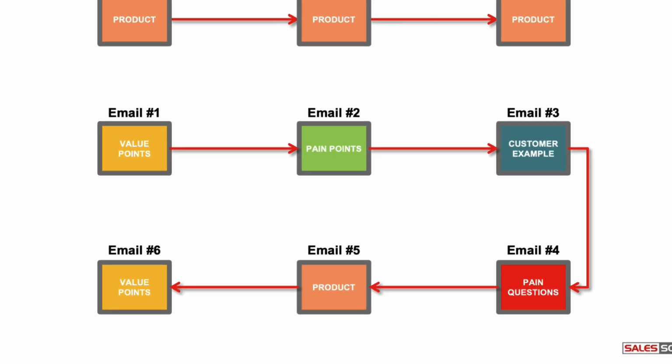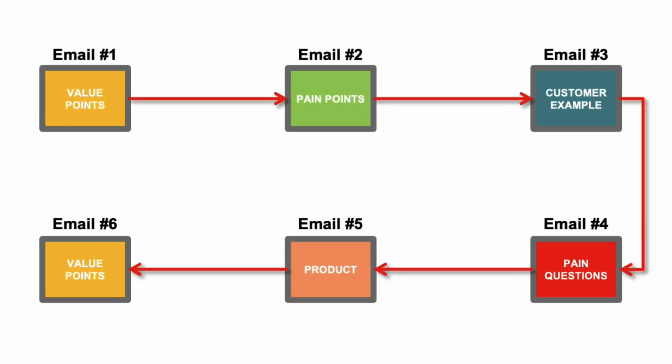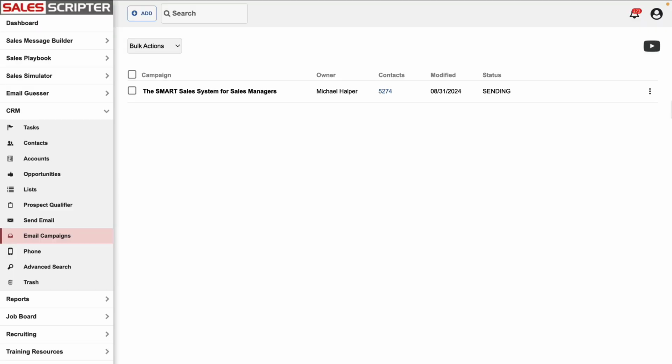Now, if you're going to use this approach, certainly you could just manually send these emails out one at a time to each of your prospects. But there are a lot of tools out there that can allow you to automate this series of emails and send these out to a lot of prospects at the same time. And I can just show you what that looks like inside Sales Scripter, because we have that functionality.